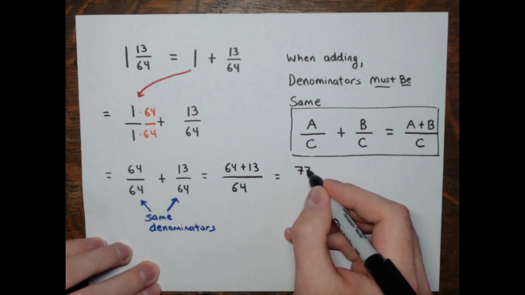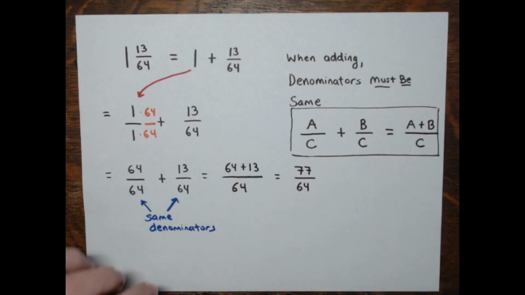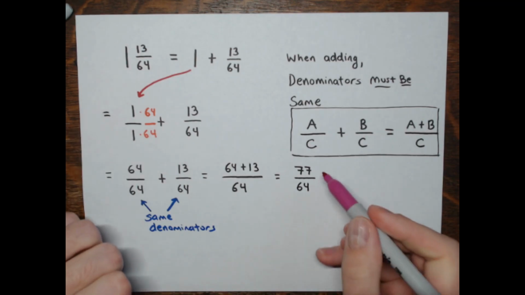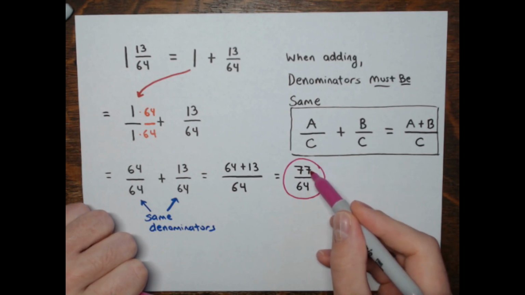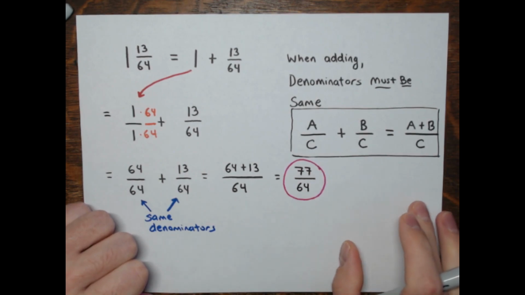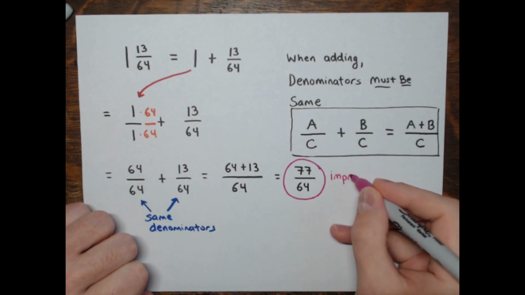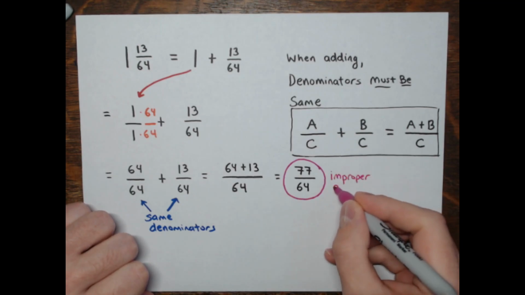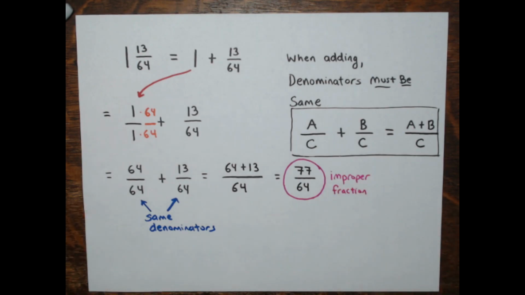Here's 77/64. And this is what they're asking us for. Right? This is called an improper fraction, because the numerator is not smaller than the denominator. So this is an example of an improper fraction. And that's it. That is all they wanted.